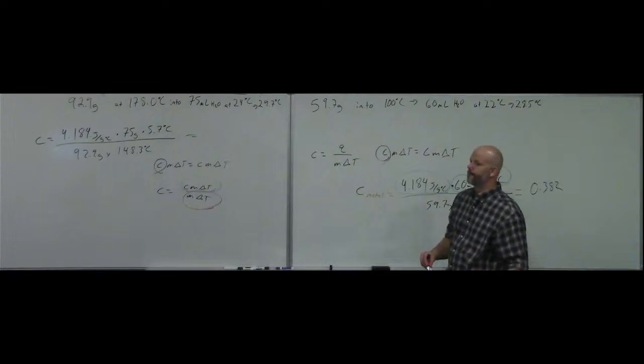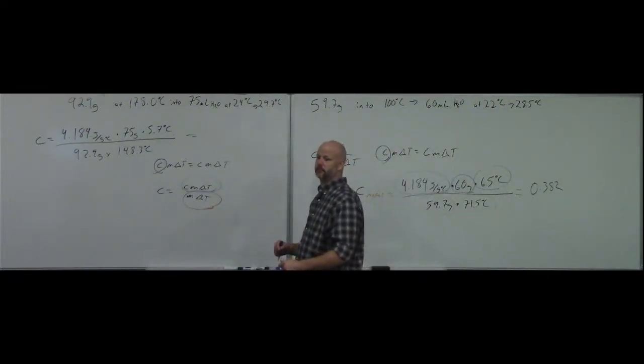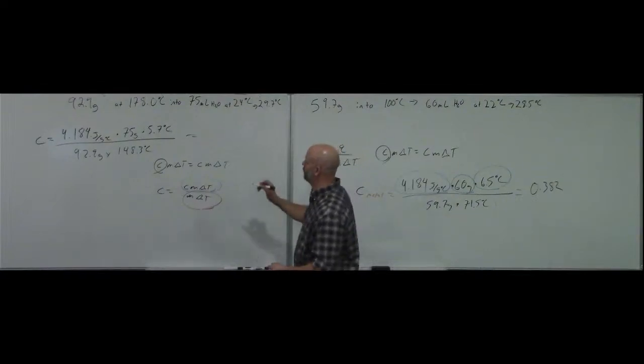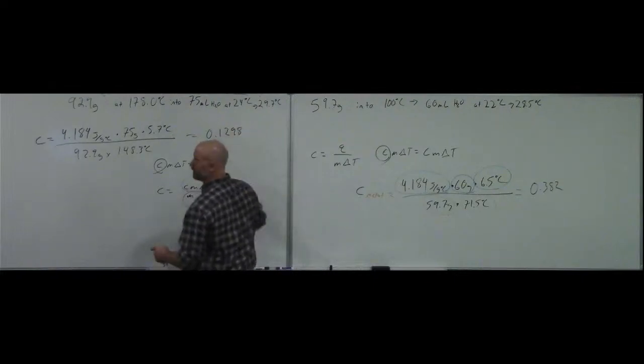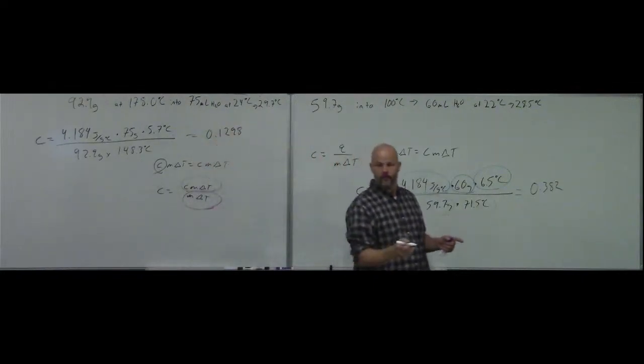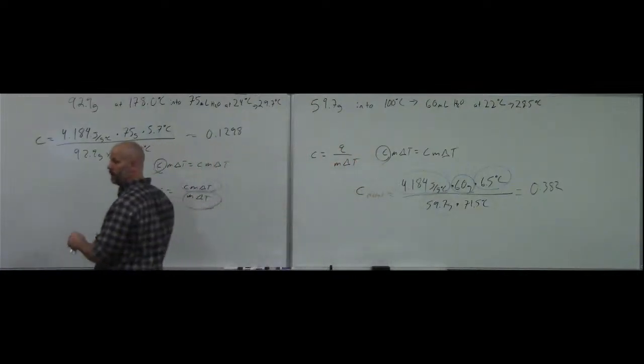So what do we get here? I got 0.1298. 0.1298. Can I get a confirmation? Yeah. Good. Okay. So now let's look at our chart and tell me what metal that is. Gold. Gold.